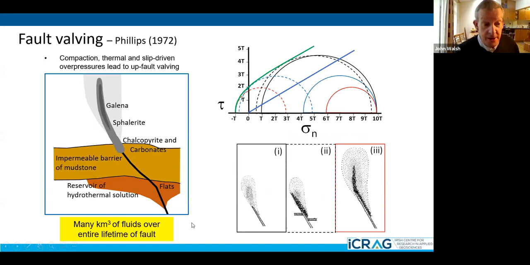The details don't matter. What is important though is that you can see here the amount of fluid that we can move along a fault is many cubic kilometers of fluids over the entire lifetime of a fault. In fact, arguably it's many cubic kilometers beyond the tectonic lifetime of the fault, because this is just burping fluids. The fault isn't in shear movement. It's not an active tectonic zone, just fluids being valved up. Small little burps.